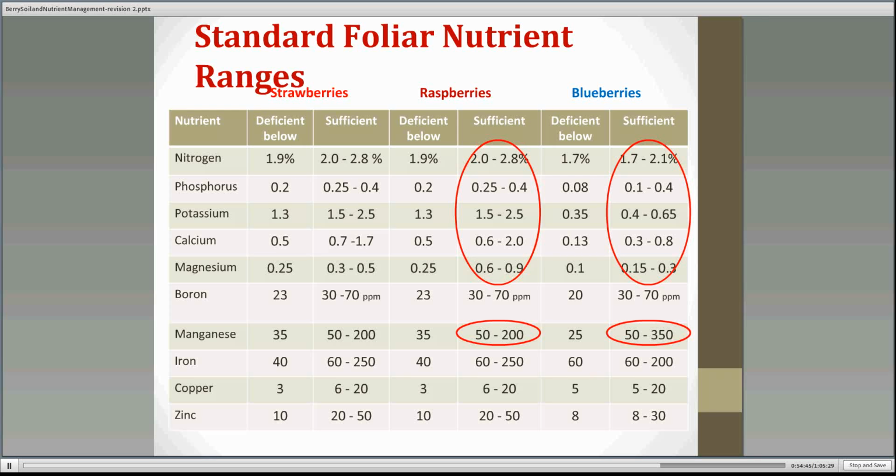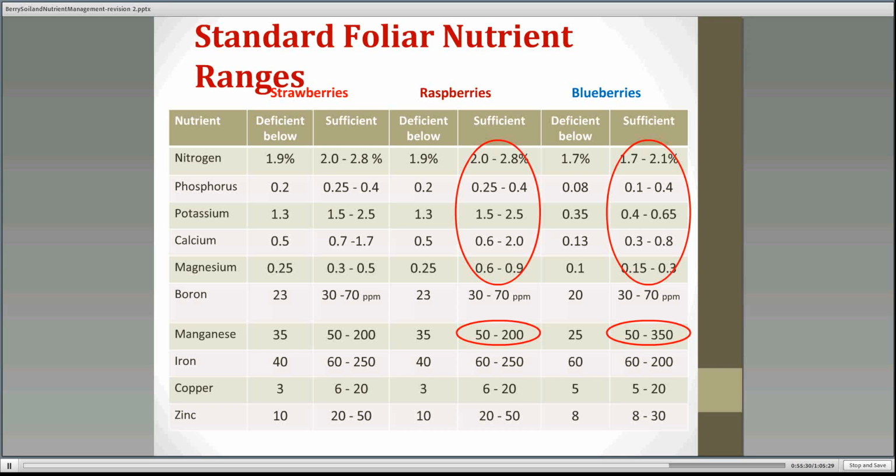And so when we look at strawberries, if you compare those to raspberries, you'll see that for the most part, the ranges are pretty much the same for these two crops. You'll see there's not a lot of difference between, for example, zinc at 20 to 50 ppm, and the same for raspberries in the sufficient range, 20 to 50 ppm. But when we compare, say, for example, strawberries or raspberries with blueberries, you will see that blueberries have significantly lower levels. The critical values for blueberries are quite a bit lower. They have much lower nutrient requirements than strawberries and raspberries.